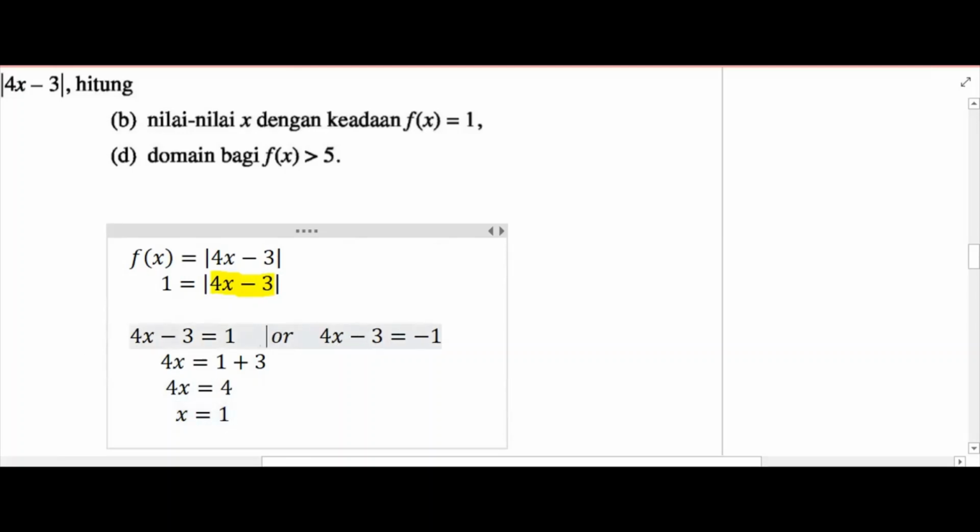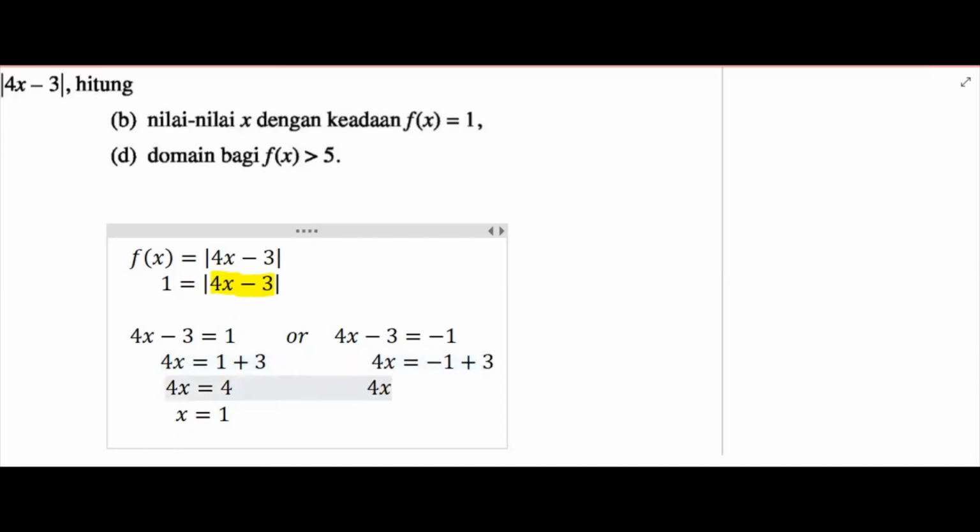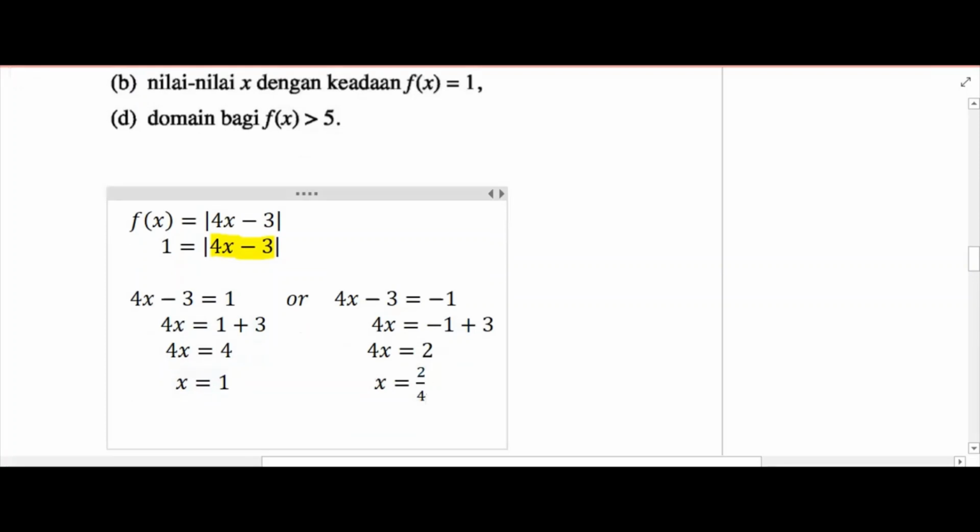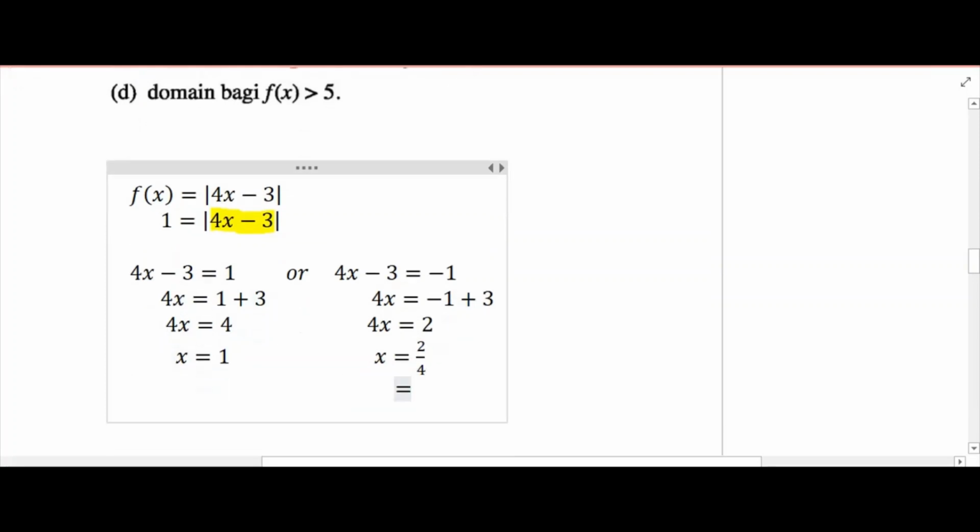Okay, another one, when it is -1. So same also, move -3 to the right. Okay, -3 becomes +3. So 4x equals what? -1 plus 3, +2. So 4x equals 2, 1x equals 2 over 4, or you can say 1 over 2. Okay, 2 over 4 is 1 over 2. So you get 2 answers. There are 2 answers for this situation.